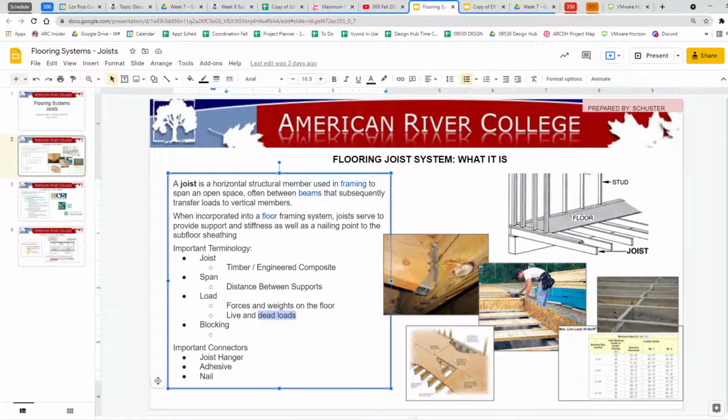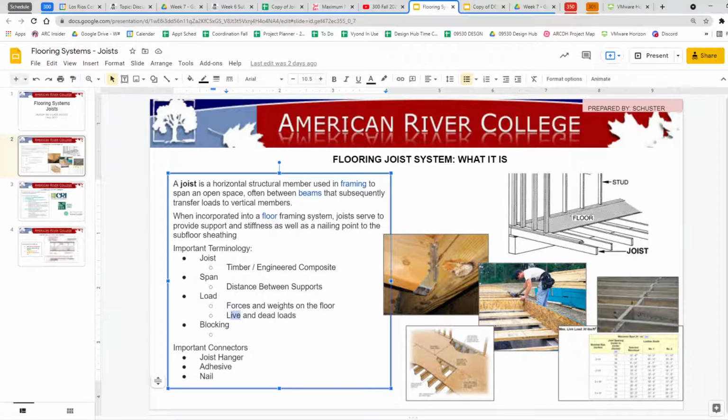A dead load is pretty much the weight of the floor itself. It's never going to change. It doesn't move. It doesn't change. There's nothing live about it. It's just the weight of the floor, which is pretty substantial. You got all these joists. You got all these pieces to it. Sometimes you might have concrete on the top. You've got all sorts of layers. So the weight of the floor becomes a dead load.